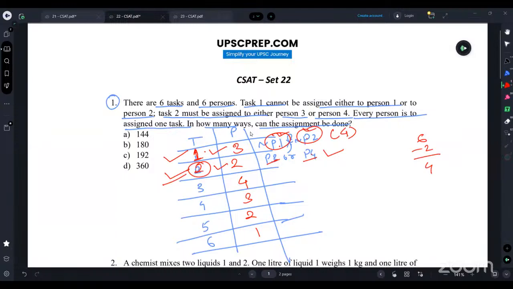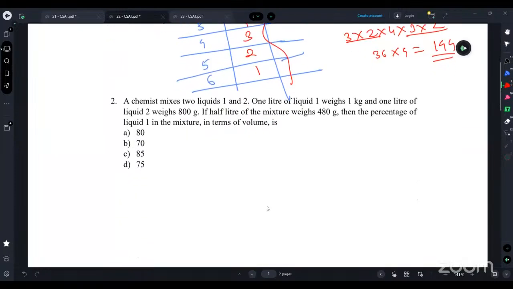Okay. So what are the possibilities? It will be just product of this 3 into 2 into 4 into 3 into 2. 3 into 2 is 6. 6 sixes are 36. So 36 into 4 will be what? 120 plus 24, that will be 144. So 144 possibilities are there, option A. Clear? Okay. See now next question, guys.